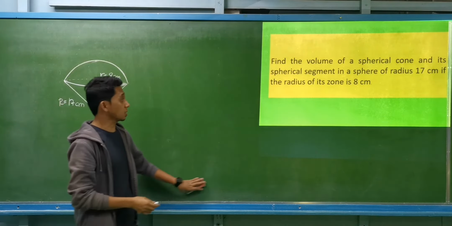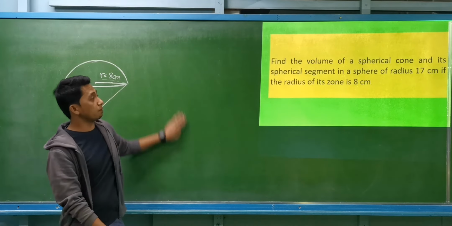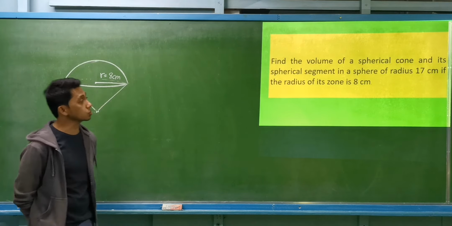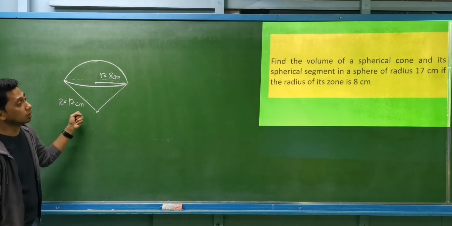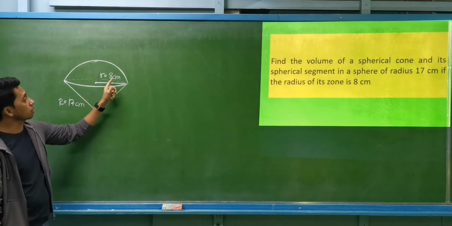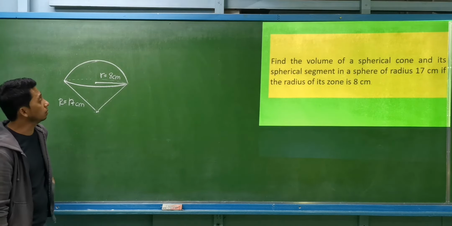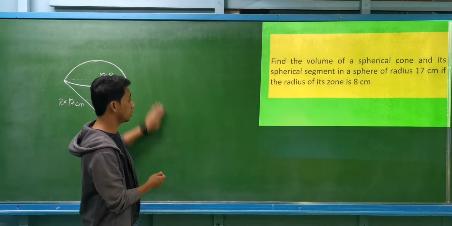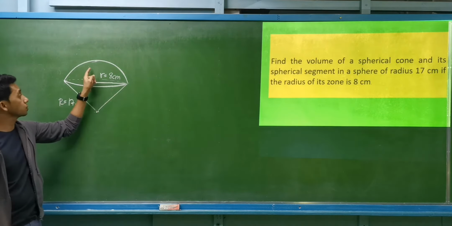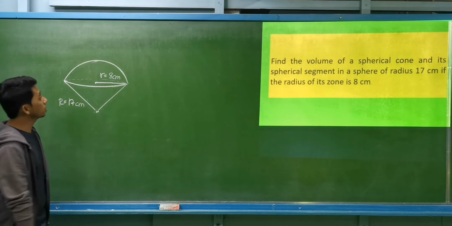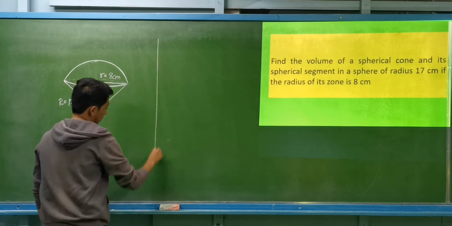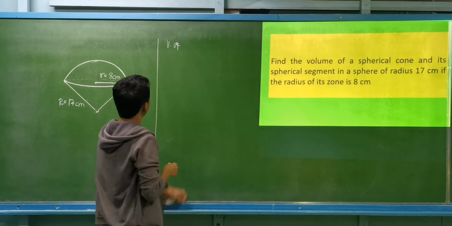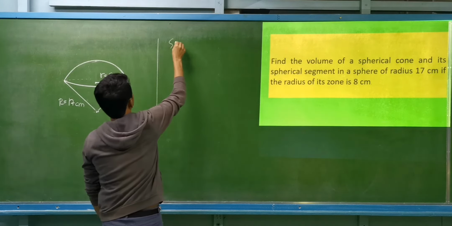Okay, so let's have an example. Find the volume of a spherical cone and its spherical segment in a sphere of radius 17 centimeters, if the radius of its zone is equal to 8 centimeters. So we are looking for the volume of the spherical cone, or the spherical sector, and the volume of the spherical segment.